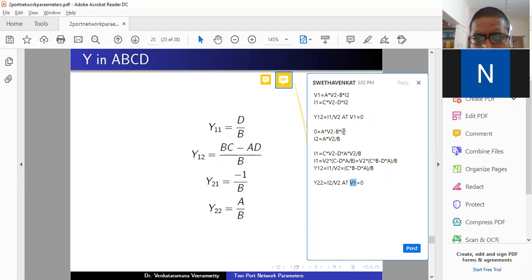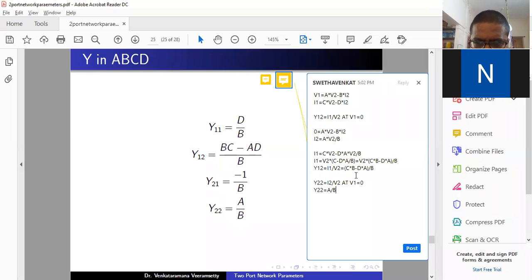So if you keep V1 equal to 0 in this equation, then the first equation becomes like this. And later it is reduced to I2 equal to A into V2 by B. So if you want to calculate the Y22, that is I2 by V2. I2 is here and V2 is here. So I2 by V2 equals A by B. So Y22 equals A by B.